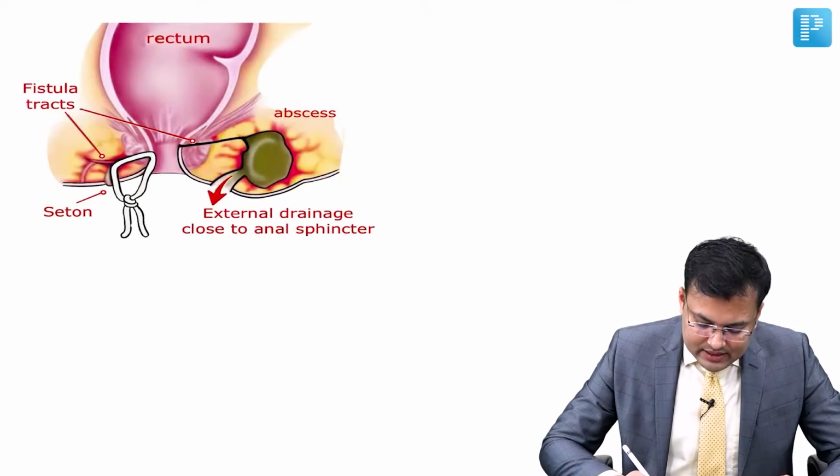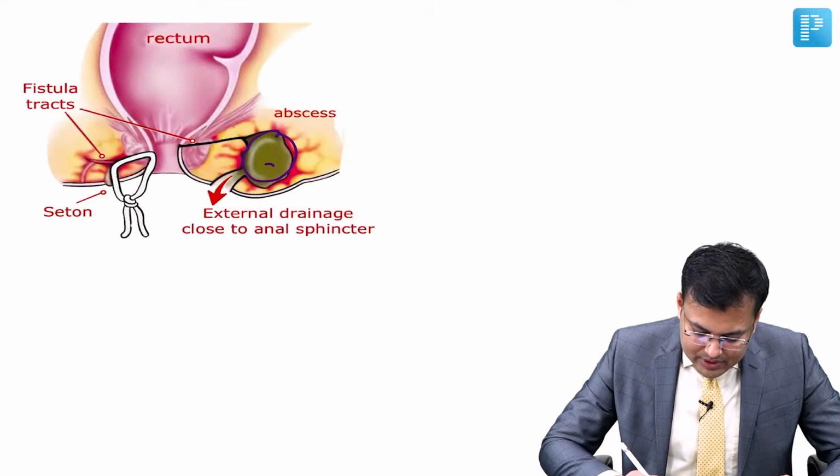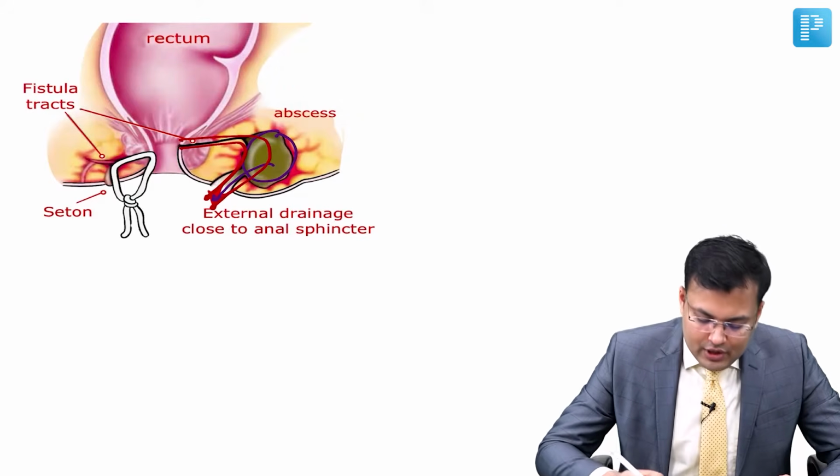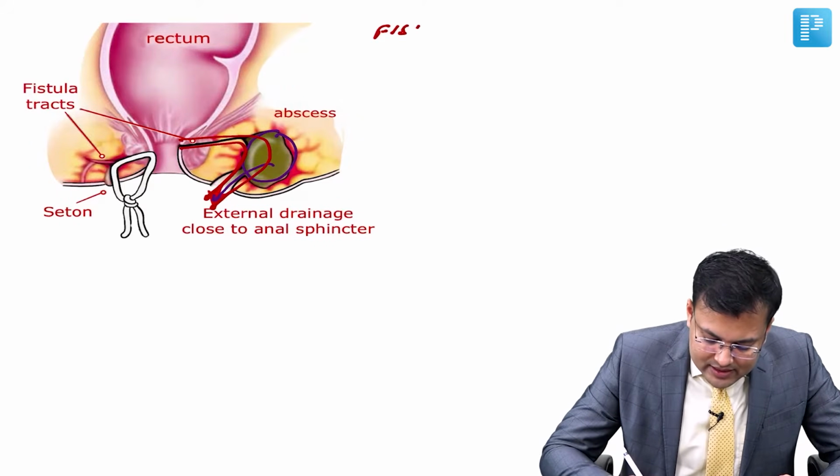So here you can notice that this is the abscess and it's going to rupture outside. So there is formation of a tract. Clear? And this tract is known as fistula-in-ano. So we are going to discuss in detail fistula-in-ano.